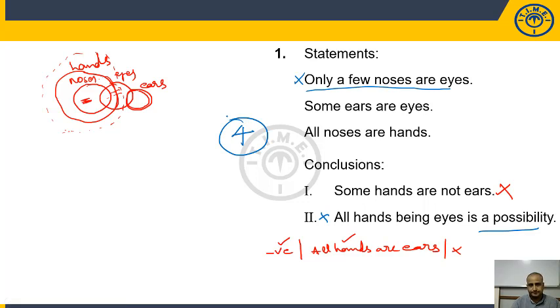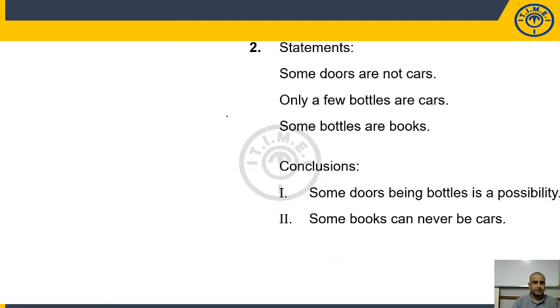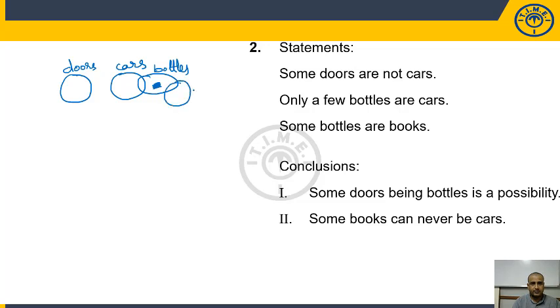Okay. Now move to the next question. Some doors are not cars. So let us draw the basic diagram. Two disjoint circles. Some doors are not cars. Second statement: only a few bottles are cars. Only a few bottles are cars means definitely some part of the bottles should be outside the cars. Next, some bottles are books.